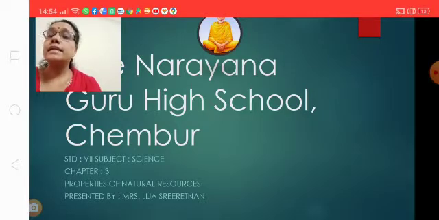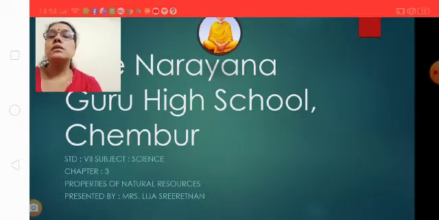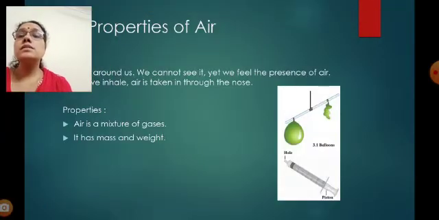Children, in 6th standard, you learned about natural resources. So, what are natural resources? All the things on earth are associated with air, water and land. Hence, these air, water and land are called natural resources.